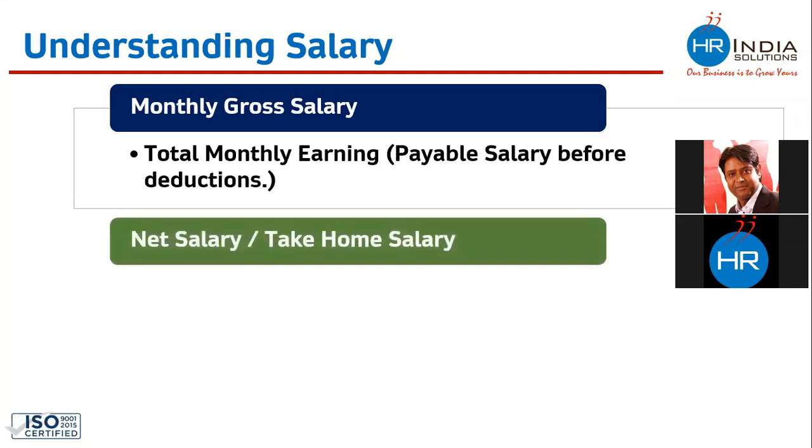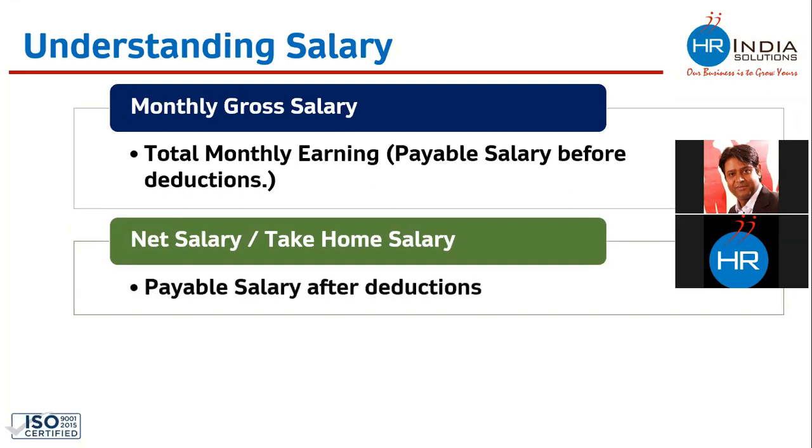Second term we have is the net salary or the take home salary. What does it mean? And how do we calculate the net take home salary? So the payable salary after deductions. So monthly gross salary is the total earning of the employee.